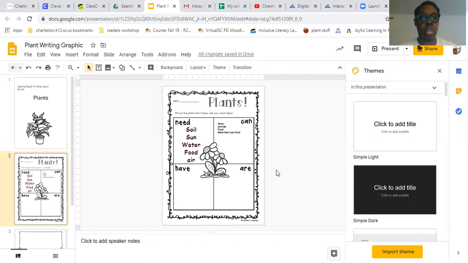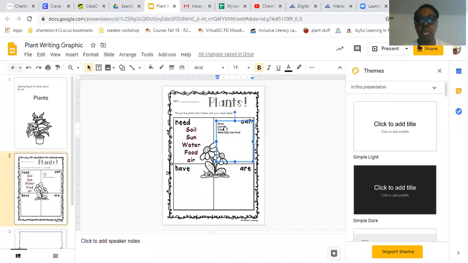Today is Thursday. So today we are going to finish up our two boxes, plants have and plants are. We have already done the part where plants need and what plants can do, and I'm going to make these a little bit bigger so that you can see what's in these boxes.